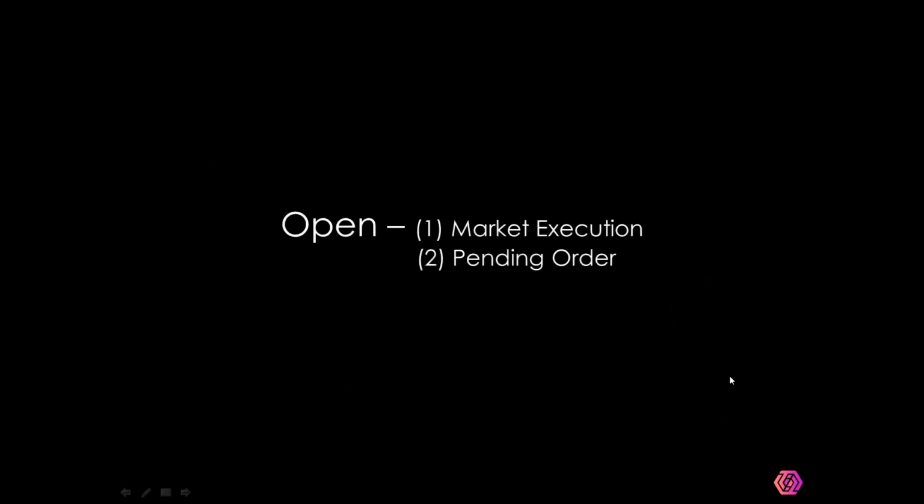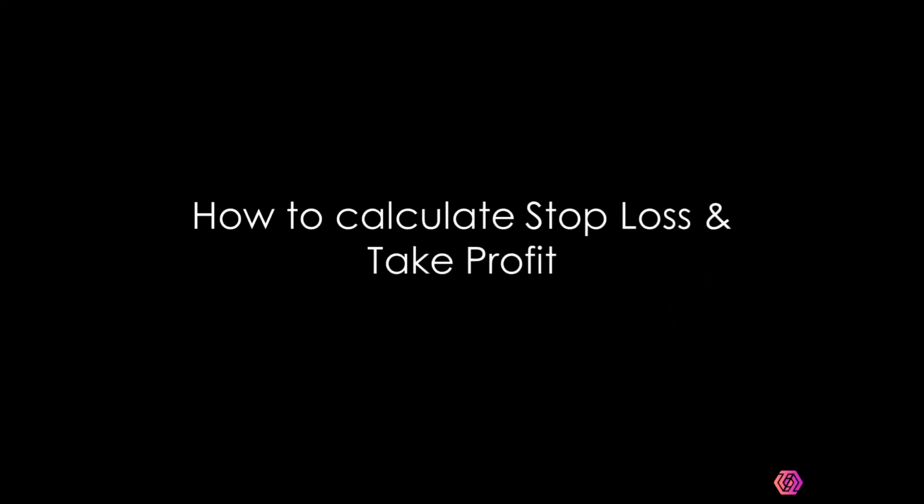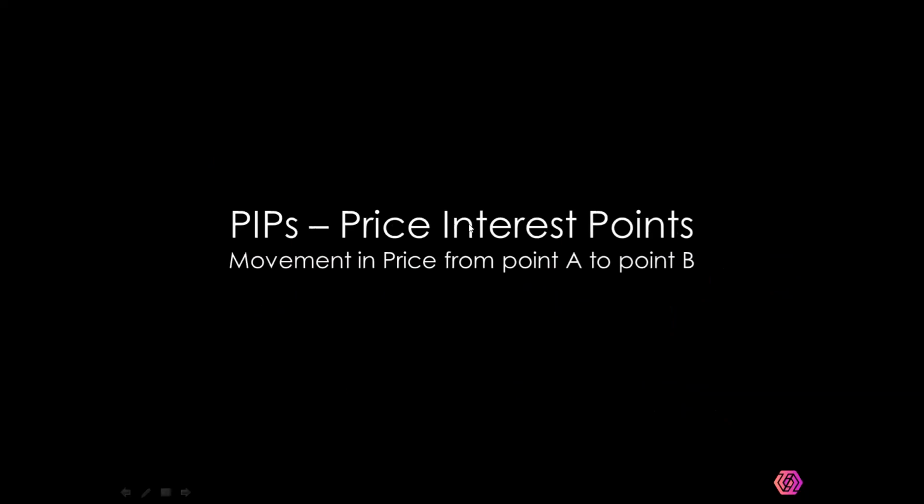So we've already looked at how to open trades. We'll look at the pending order shortly. How to calculate stop loss and take profit is very, very important as well. We're going to be using what is known as pips, price interest points. That's why we mentioned pips, we mentioned points, and we mentioned pipettes. A pip is the movement in price from one place to the other.